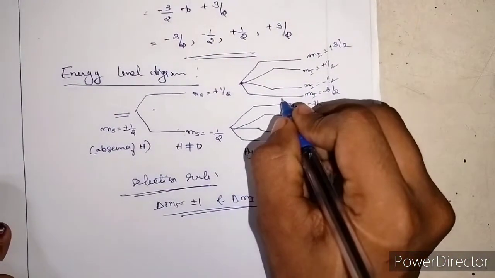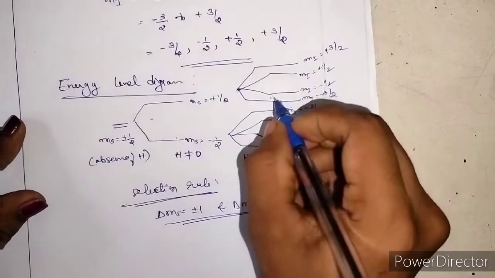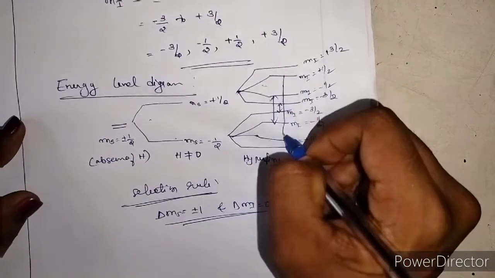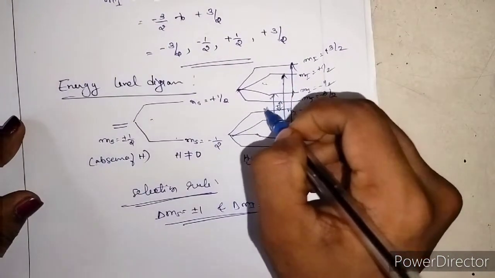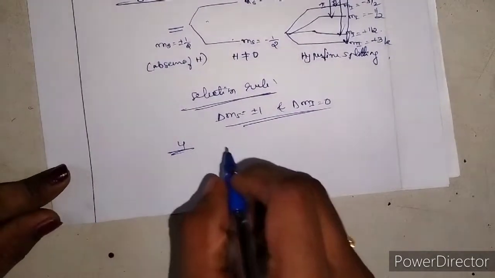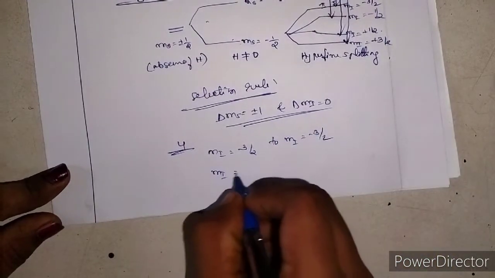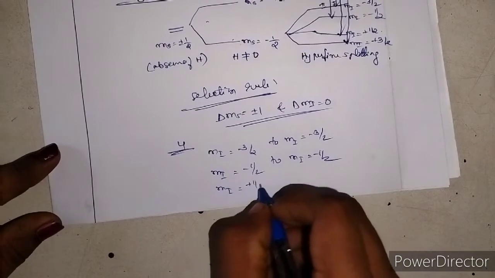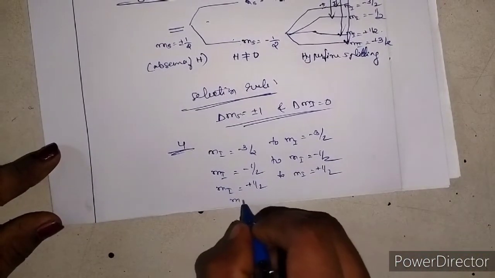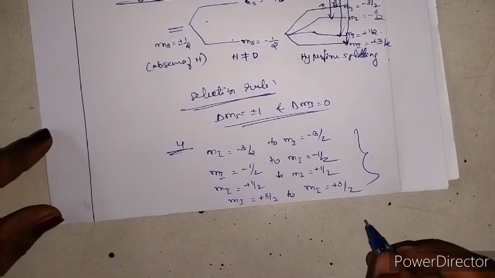There are mainly 4 transitions. That is this, then this one, and let me write here this transition, and finally we have this transition. This is the first transition, second transition, third transition, and this is the fourth transition. Let me write how many transitions there are. There are 4 transitions. So what are they? That is from mI equal to minus 3 by 2 to mI equal to minus 3 by 2, and mI equal to minus 1 by 2 to mI equal to minus 1 by 2, and mI equal to plus 1 by 2 to mI equal to plus 1 by 2, and finally mI equal to plus 3 by 2 to mI equal to plus 3 by 2. So there are 4 transitions possible in the case of the methyl free radical.